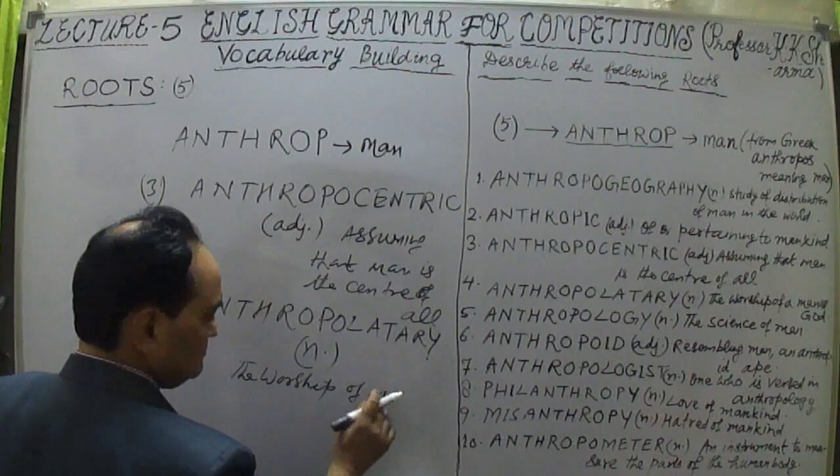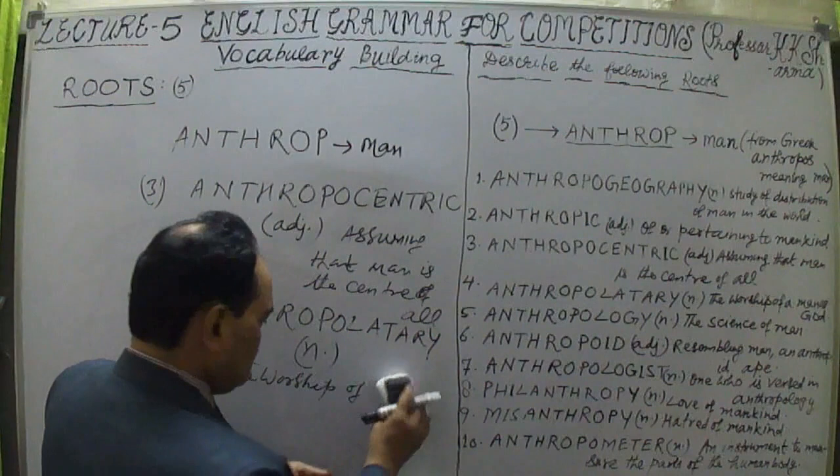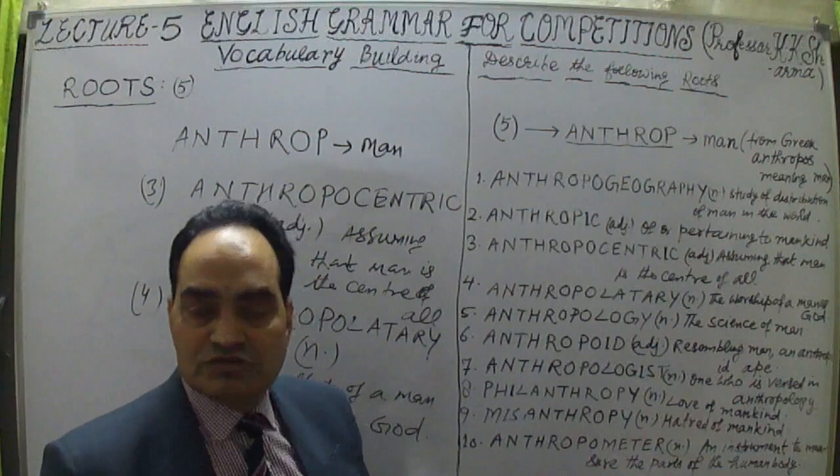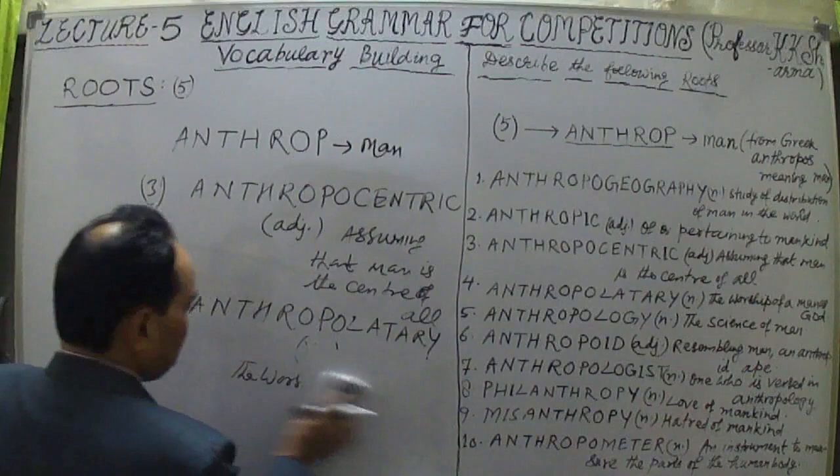This is the worship of a man as God. Worshipping of a man as God is known as anthropolatry, just like idolatry. Anthropolatry. These are the four words we have taken.